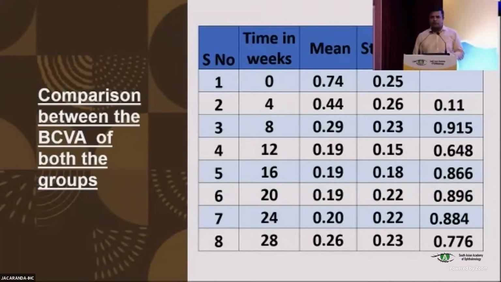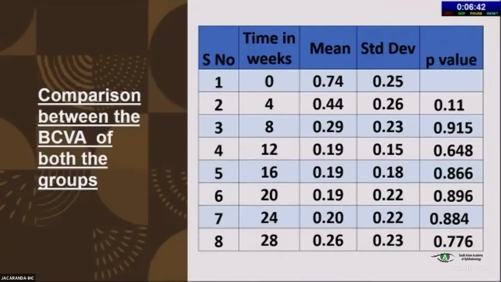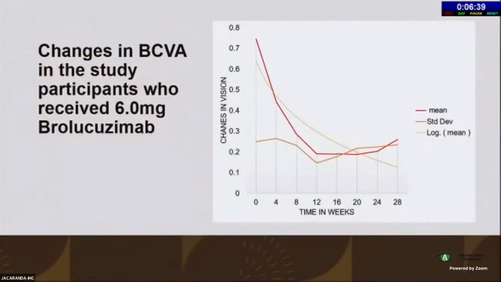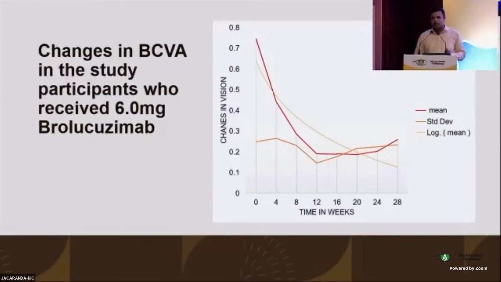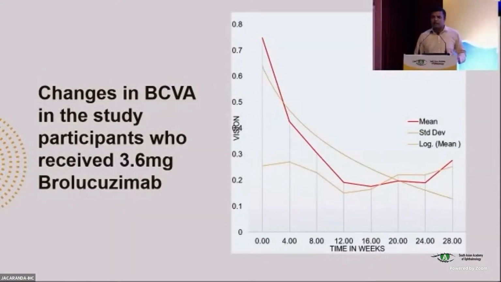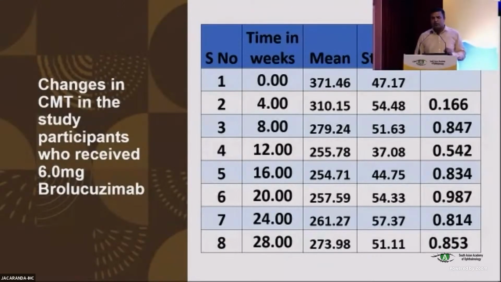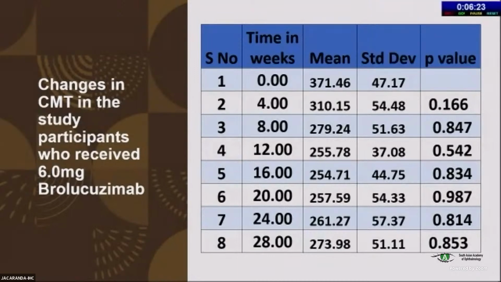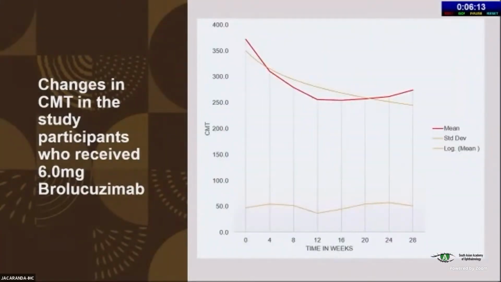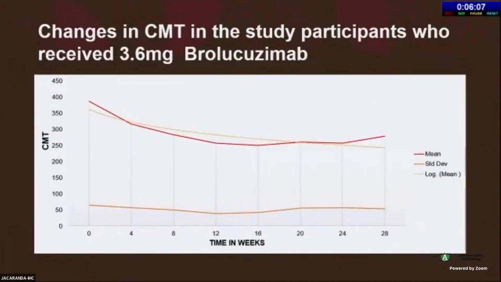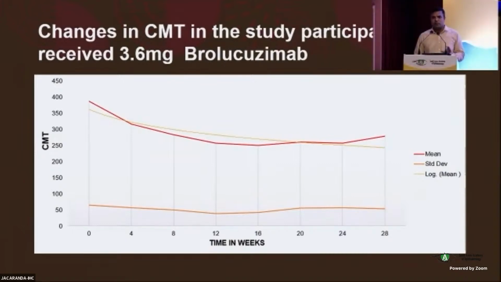At any point of time, there was no variation which was significant in best corrected visual acuity, and the log chart shows a nice hyperbolic improvement from 0 to 28 week in both 6 milligram and the 3.6 milligram subgroup. Coming to the central macular thickness, this table shows that starting from 371.46 micron mean at 0 week, we improved to 273 micron at 28 week. When we plot this chart, the log scale shows a gradual improvement, and a similar chart is seen in the 3.6 milligram subgroup also. So we were able to demonstrate equal efficacy in both subgroups.